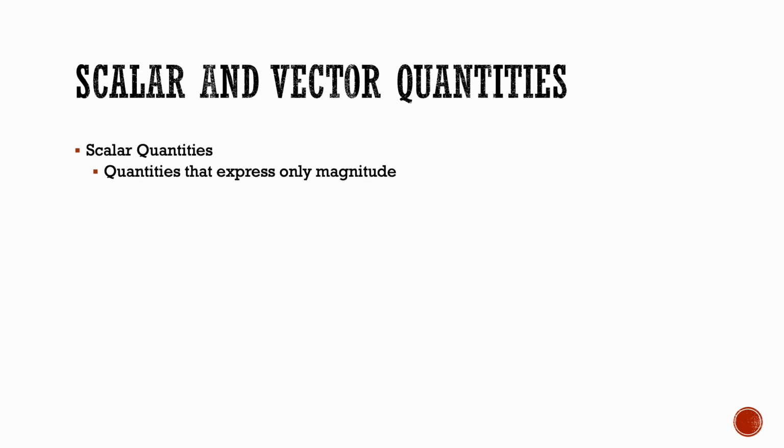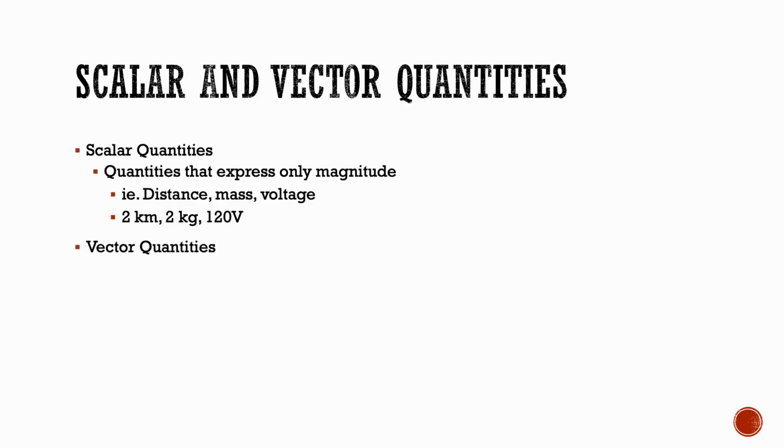So these would be things like mass, voltage, power. I've got as examples distance, mass, voltage. So 2 kilometers, 2 kilograms, 120 volts, all those measurements would be scalar quantities.